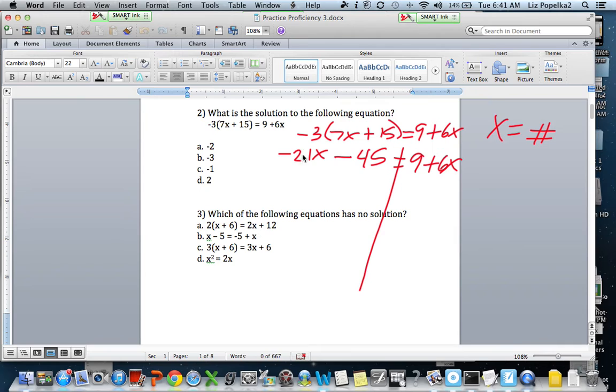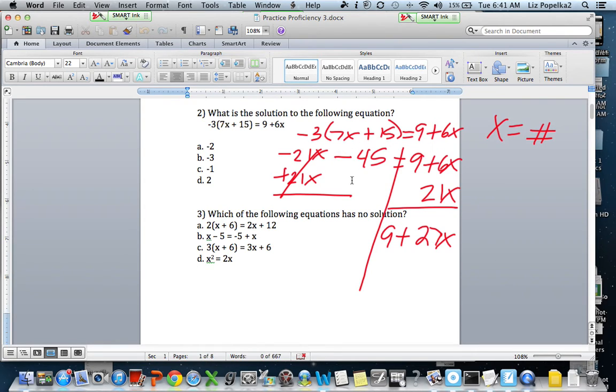So to get rid of this minus 21x, I'm going to add 21x, so that is going to cancel. Because it's an equation and it has to stay balanced, I added a 21x over here. So I'm going to add a 21x over to this side. 6x plus 21x is 27x. Remember, I'm not going to add this 21x to that 9, because I can't add 9 to x's, because I can't combine numbers and variables.